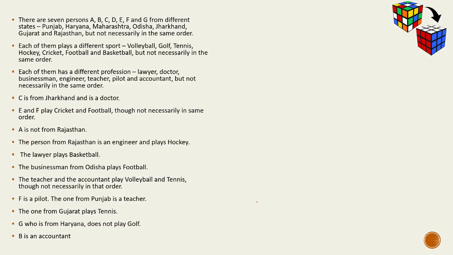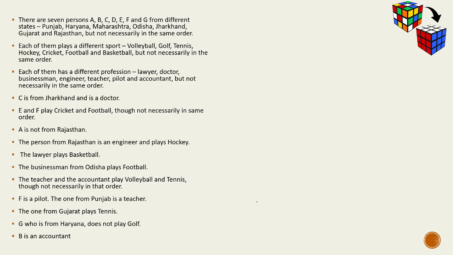So let's have a look at one more example, and this has a lot of parameters. As you can see, there are 7 persons, A, B, C, D, E, F, G, from 7 different states, but not necessarily in the same order. Each of them plays a different sport. Each of them has a different profession. So there are 7 people and we have to match 3 different parameters with them.